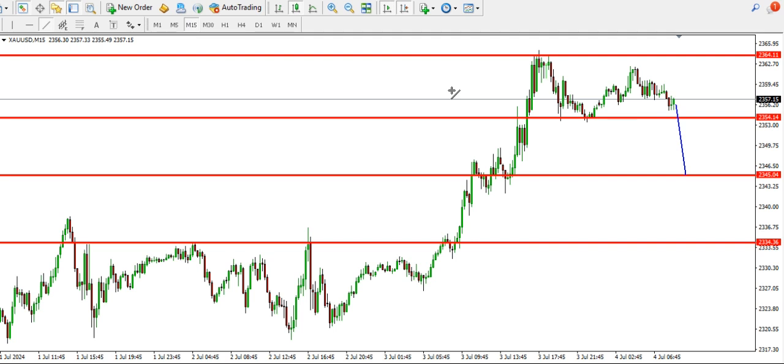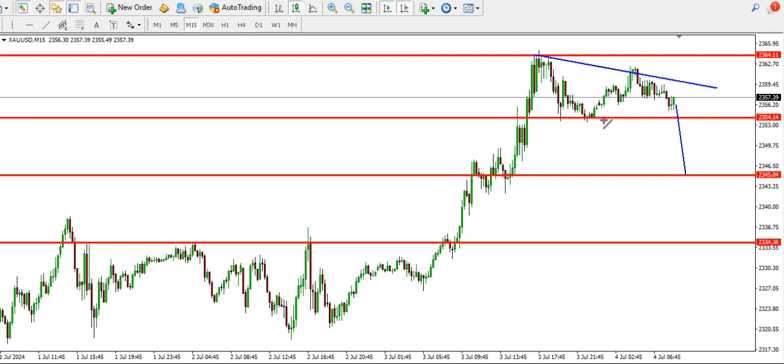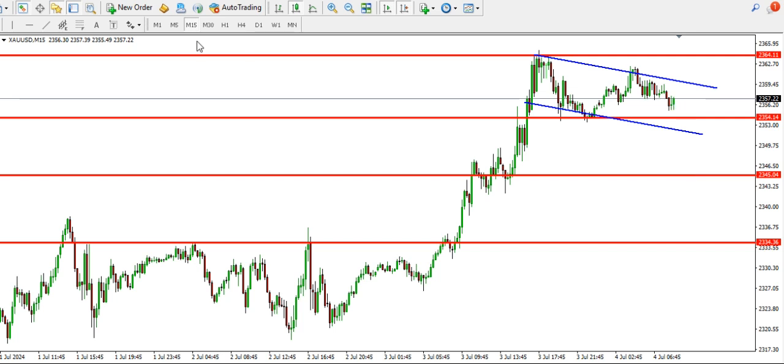With a bullish flag pattern, if we see price drop towards this support and form a bullish flag pattern, then price might likely shoot up. So that's that.